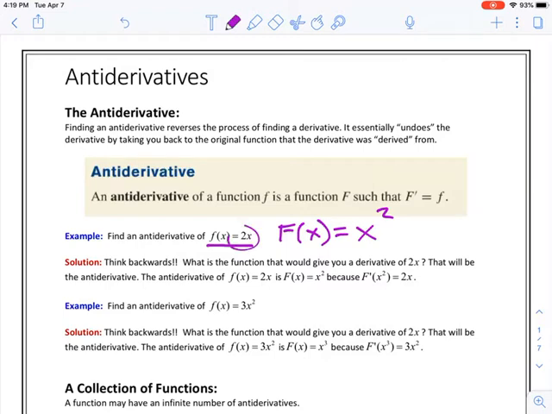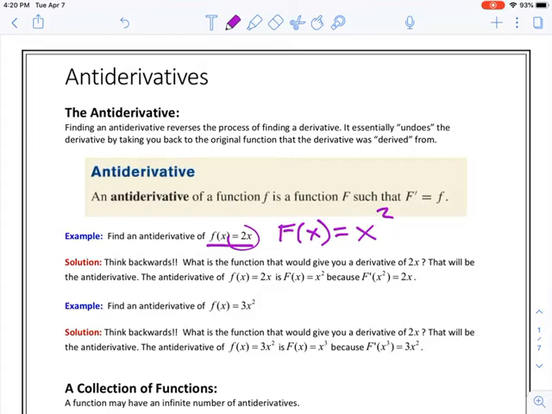So what we're doing, as it says here, is we are undoing the derivative. You start with a function, x squared, you take the derivative, you get 2x. You have 2x. If you want to get back to x squared, you have to take the antiderivative. So they're inverse processes, the derivative and the antiderivative.